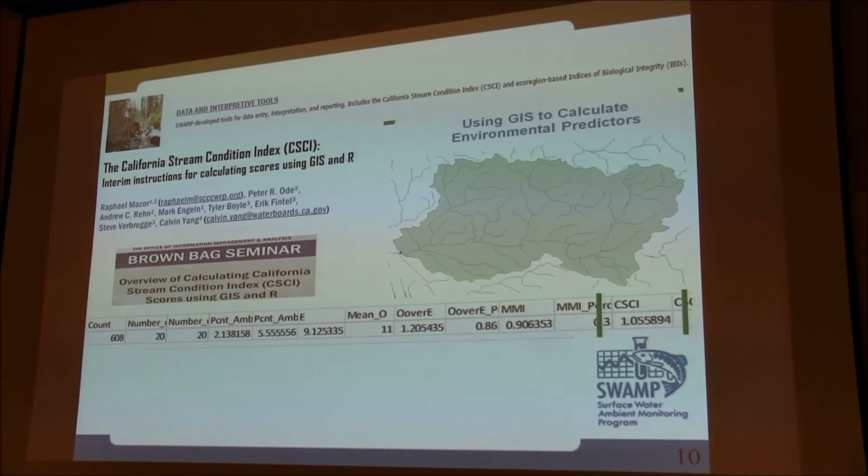Also, there's a recording of me going over the general process for calculating the CSCI. It's called the OIMA Brown Bag series, or the Office of Information Management and Analysis Brown Bag series, and there's a link of me going through the process of calculating CSCI scores.